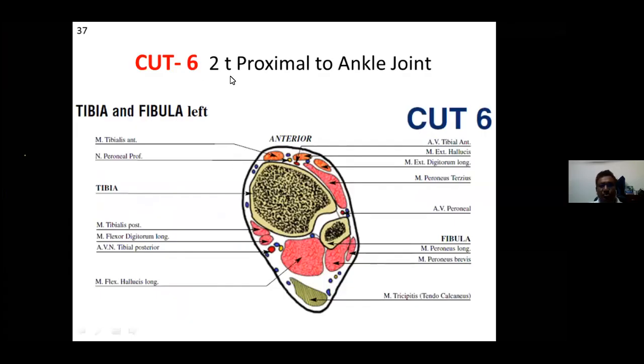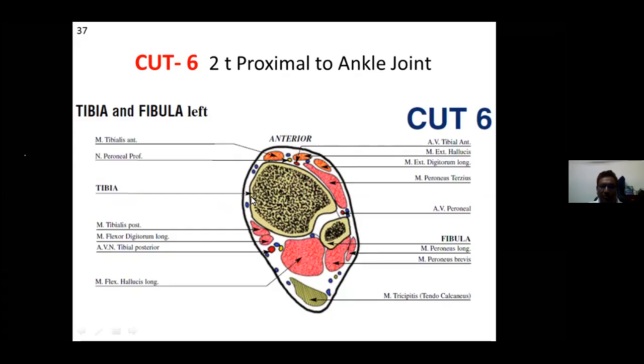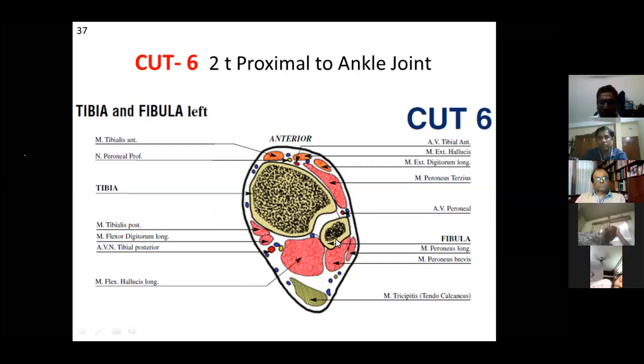Cut 6. It is 20 proximal to the ankle joint. Here you see all the structures in the posterior part and some in the anterior part. And there are no structures medially and laterally. Major tendons are palpable here. This is the tendo Achilles. Tibia is subcutaneous anteromedially, and fibula is posterolateral.